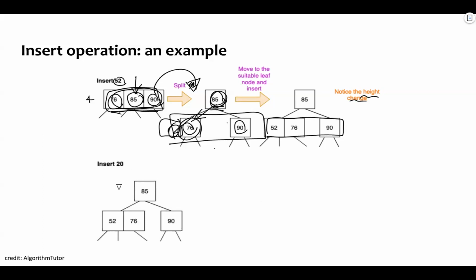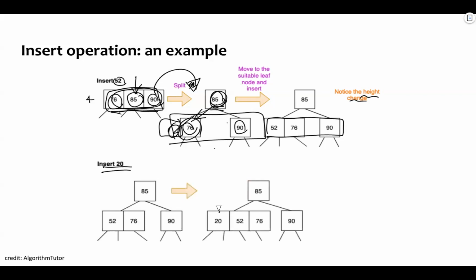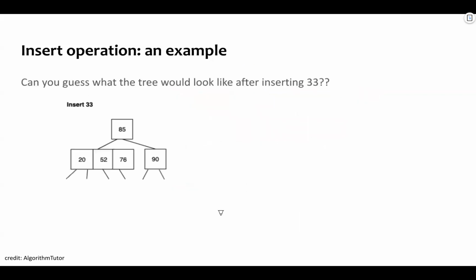And here, if you want to insert 20, then because it's smaller than 85, it's going to the left part and comes here. Okay, so insertion is pretty simple. And can you guess what the tree would look like after inserting 33? I'll give you like 1 minute and think about it.